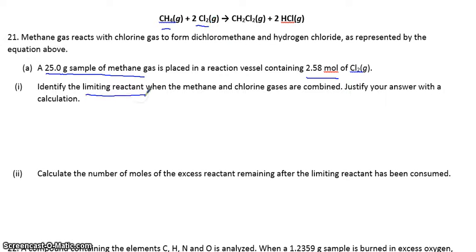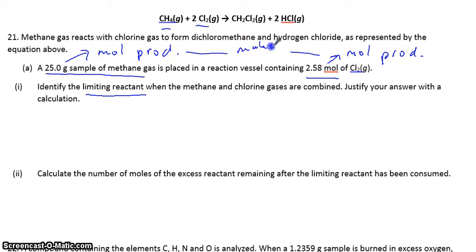Remember, to get the limiting reactant, you want to convert each one of these into moles of product. You can do either moles or grams of product, but moles of product will be a shorter problem. Then you compare which one makes less. The one that makes less is the limiting reactant. And you want to show that calculation. So essentially take both of them, convert them into product, and find your limiting reactant.